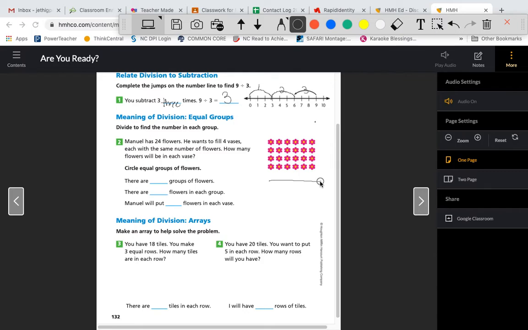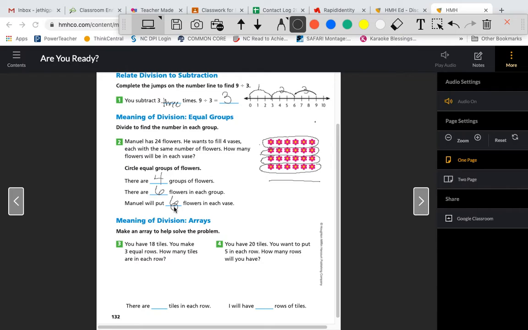Equal groups of flowers. So I'm going to use rows. So I'm thinking about rows. So if I see my first row, there's flowers. And if I notice that all the rows underneath that have the same amount of flowers, so I'm just going to circle each row. Okay. Now let's look at it. There are how many groups? 1, 2, 3, 4. There are 4 groups of flowers. And how many flowers in each group? 1, 2, 3, 4, 5, 6. So Manuel will put 6 flowers in each vase.